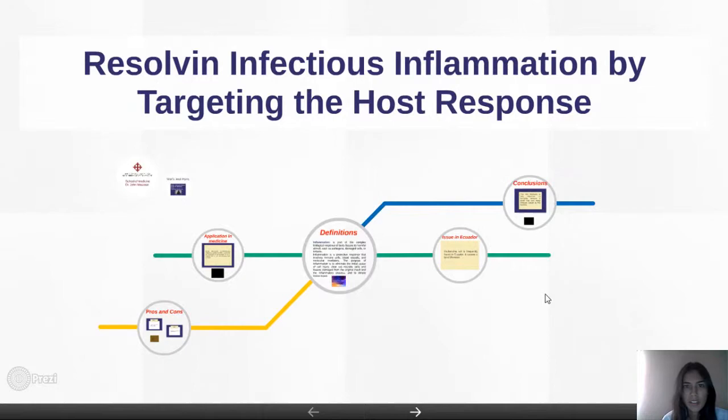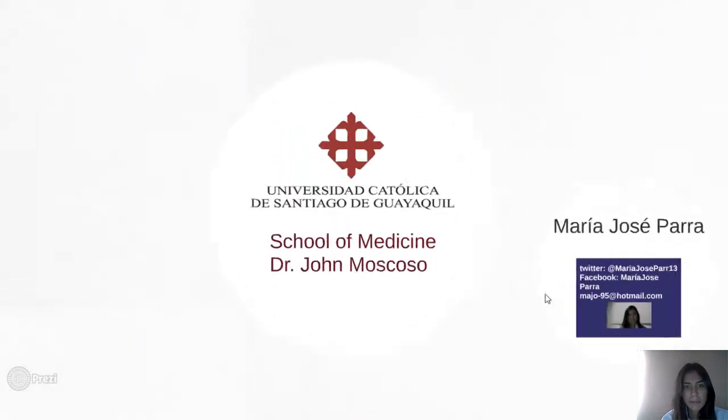Resolving infectious inflammation by targeting the host response.